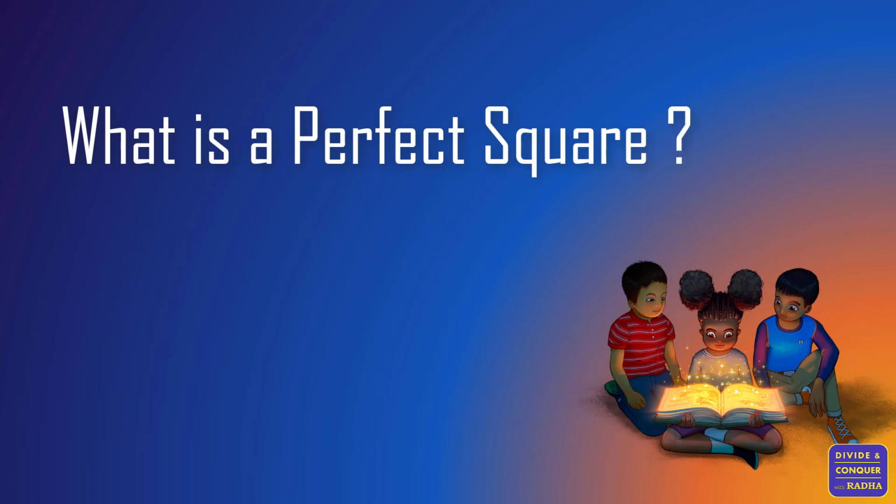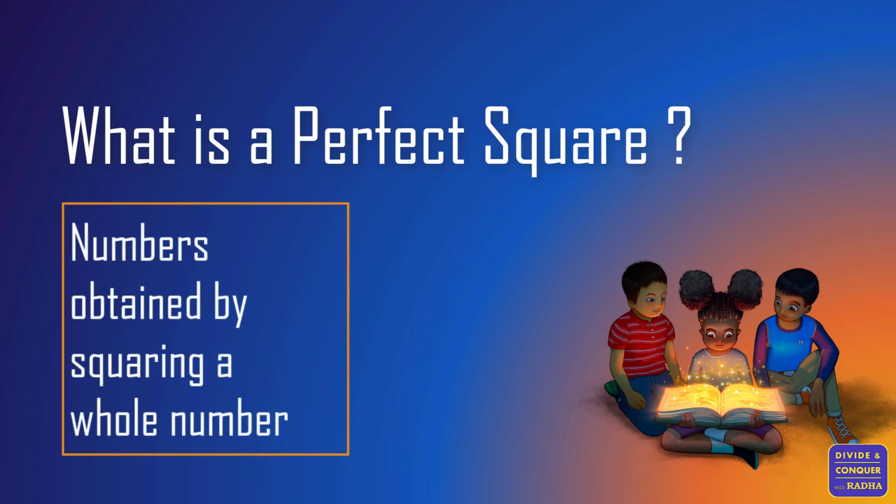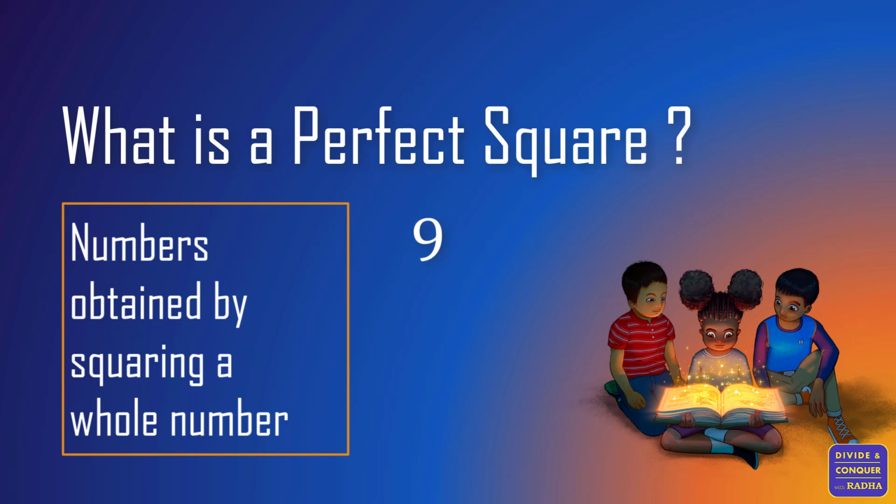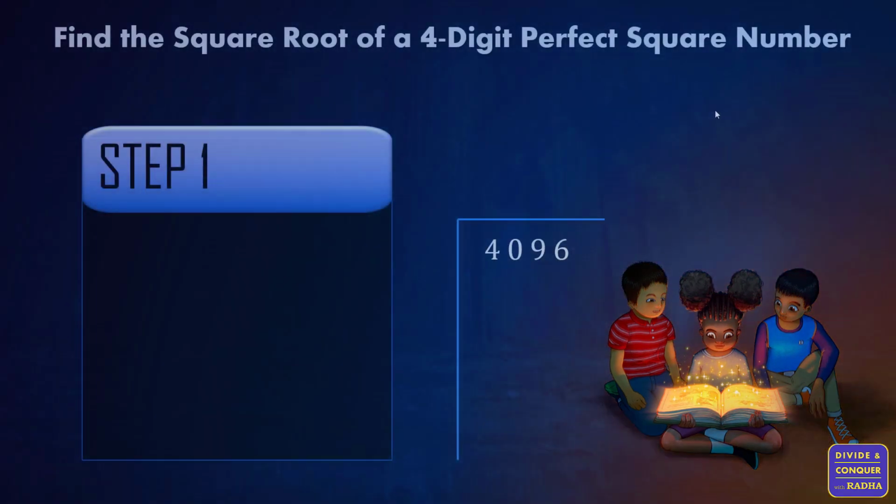Perfect squares are numbers that are obtained by squaring a whole number. For example, 5 is a whole number. By squaring 5, we get 25. So 25 is a perfect square. Similarly, 9 is a whole number. By squaring 9, we get 81. So 81 is a perfect square.